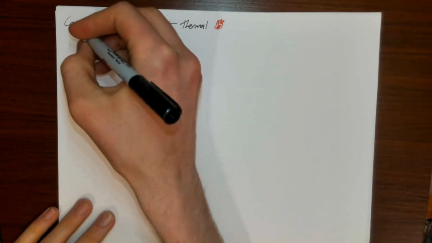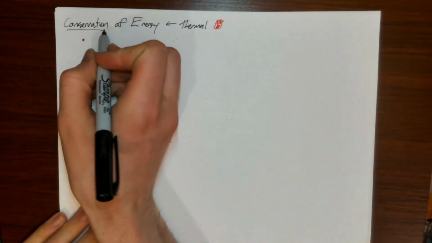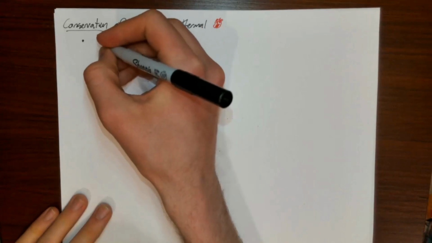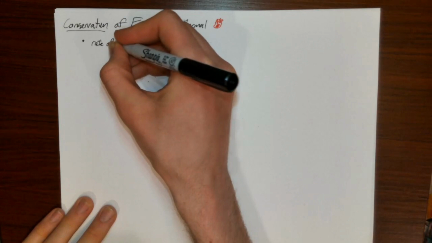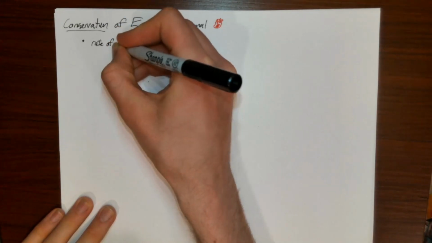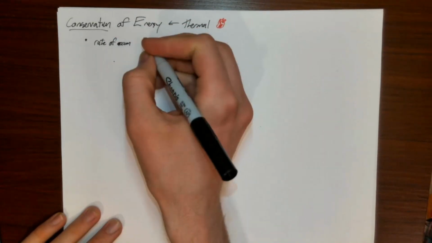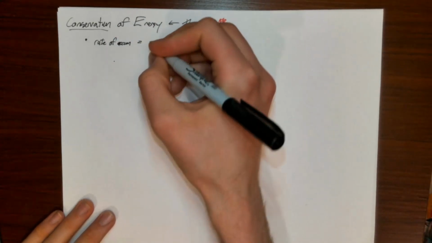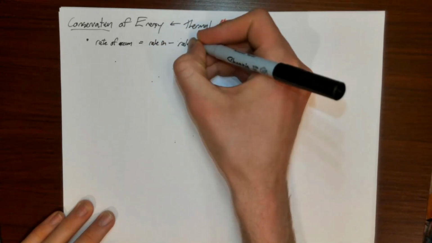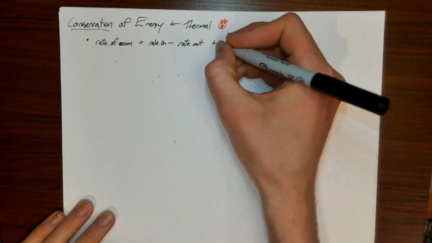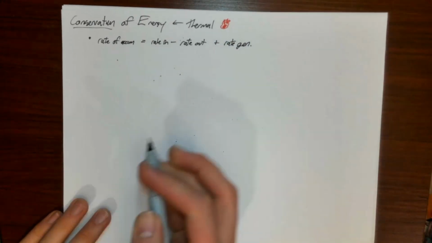So what are we going to do? We're going to formulate conservation of energy in the same way that we formulated many other conservation laws. We're going to have a rate balance. We're going to do the rate of accumulation, and it's going to be sort of control volume based. So the rate of energy accumulation in my control volume is going to be equal to the rate in minus the rate out plus the rate of any heat being generated within my control volume.